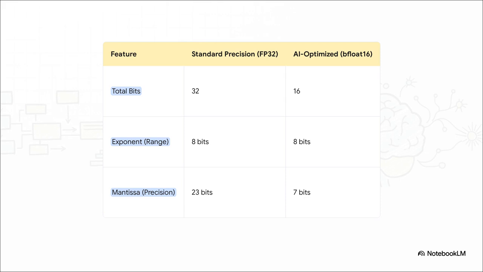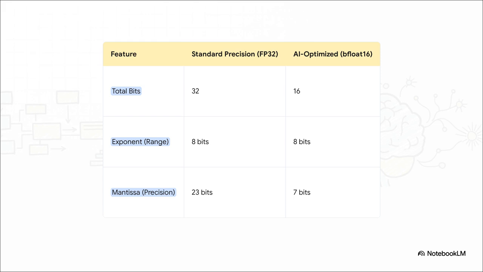Okay, so check this out. This table shows the brilliant trade-off they made. On the left is the standard, super precise way computers handle numbers. On the right is a special format just for AI. Now look closely. They chopped the total number of bits in half, from 32 to 16, which saves a ton of space. But look at how they did it.